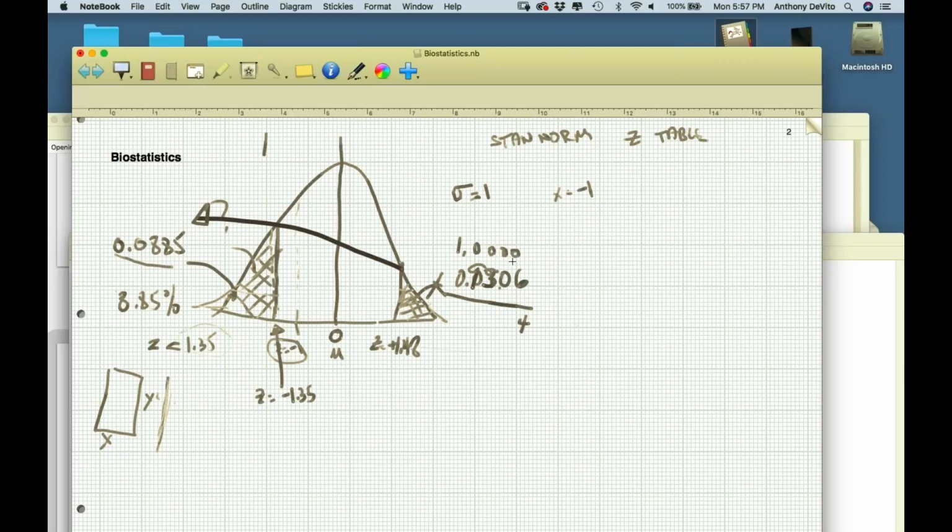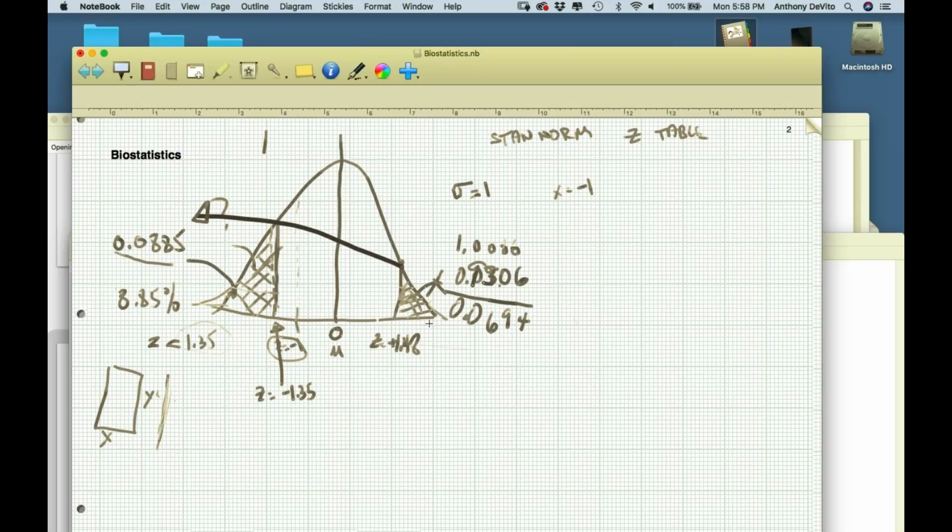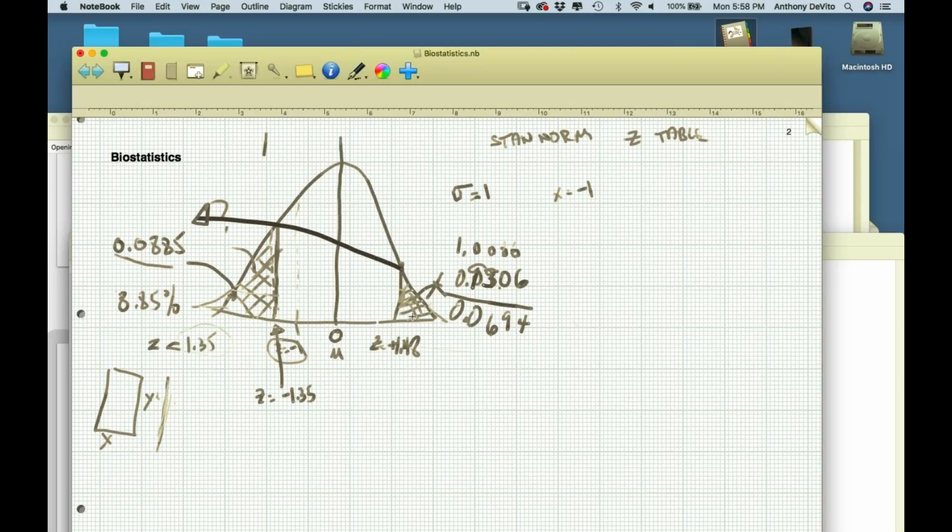Let's see, 1 minus 0.9306. That's 0.0694. So that represents the area greater than 1.48, 0.0694. Now, if that's the case, our answer is 6.94% or 0.0694. That's the area that's represented here. My table only worked the other direction, so I had to accommodate for that.